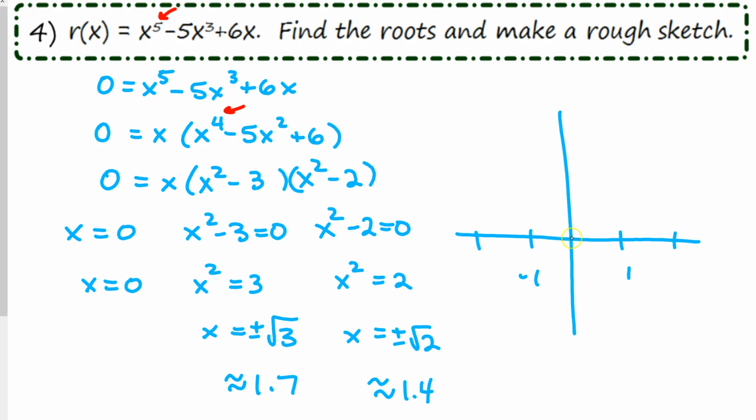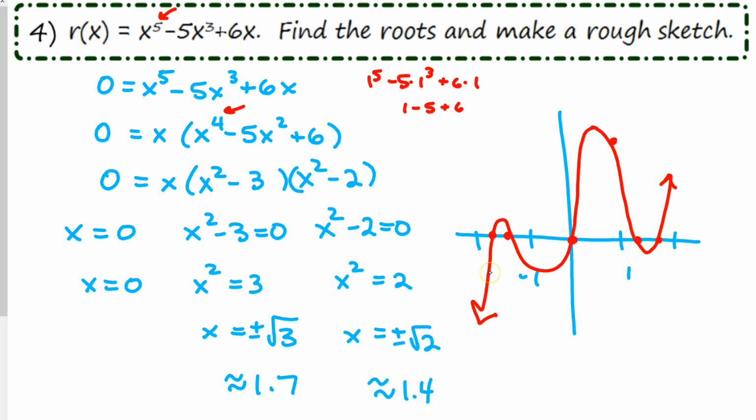We have the roots at 0, 1.4, 1.7, negative 1.4, negative 1.7. Let's see, how about an extra point? If I put 1 in there, I get 1 to the 5th minus 5 times 1 cubed plus 6 times 1. So 1 minus 5 plus 6. That is 2. So that's going to be up here somewhere. Doesn't really matter how high we go. That's just going to help us know what to do to connect these points.